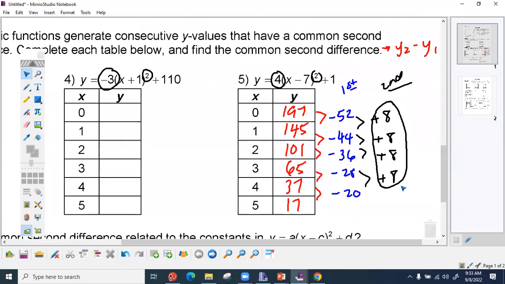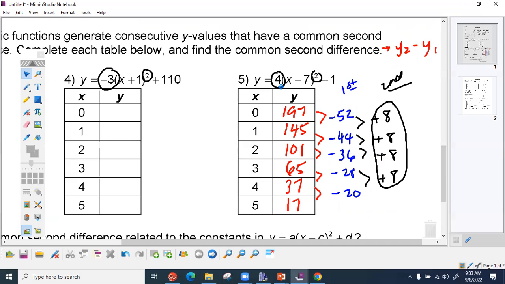Did you understand what we just did here? So what we did here was we subtracted. We have to find a second level of subtraction. When I subtracted the first time, the numbers were different, but there was a pattern in the second subtraction. That pattern lets me know that this table represents a quadratic function. And that's it.